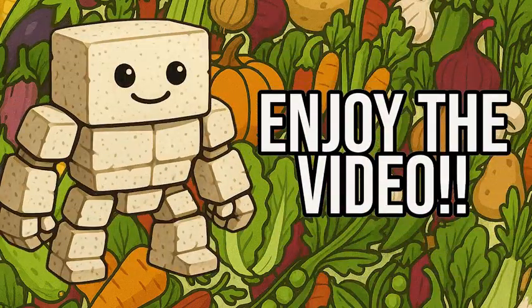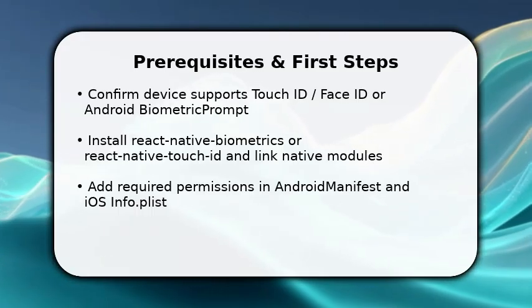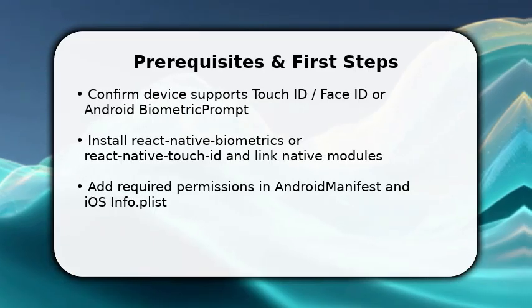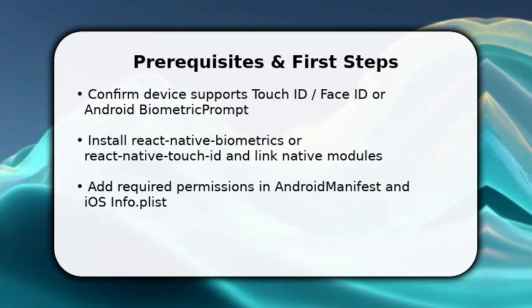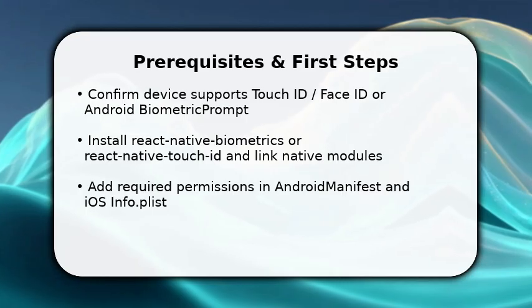Please enjoy the video. You start by validating device capability and installing a library like React Native Biometrics. This gives a consistent API for iOS Face/Touch ID and Android. Once done, link or auto-link native modules and rebuild the app so native classes are available.